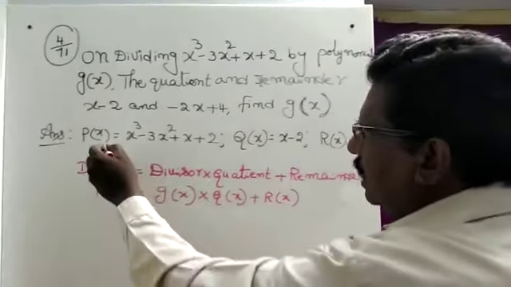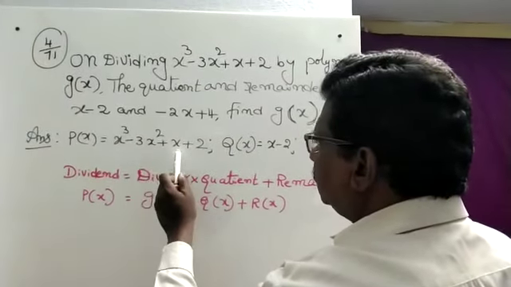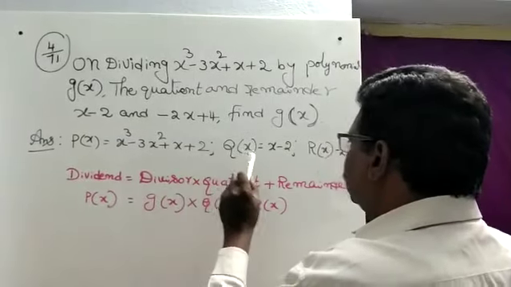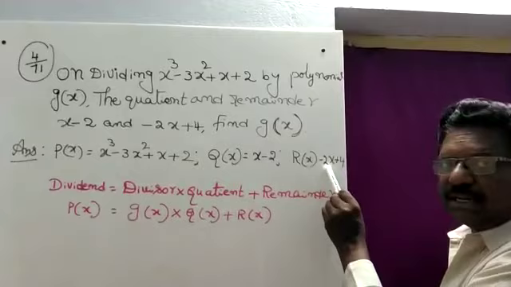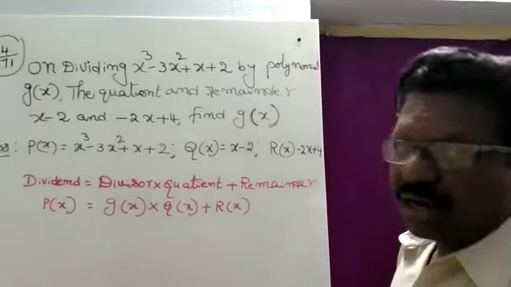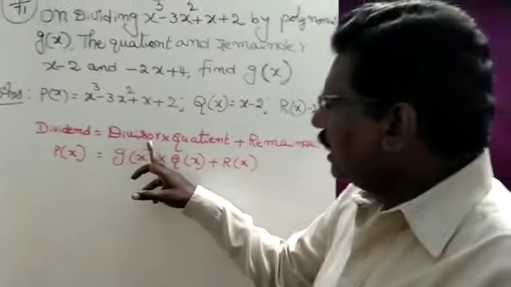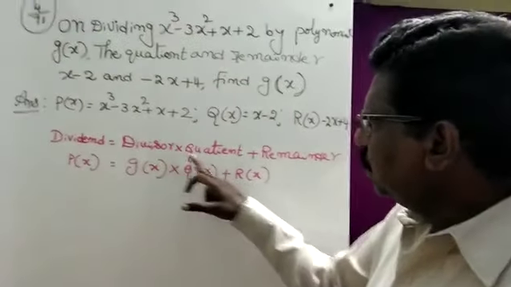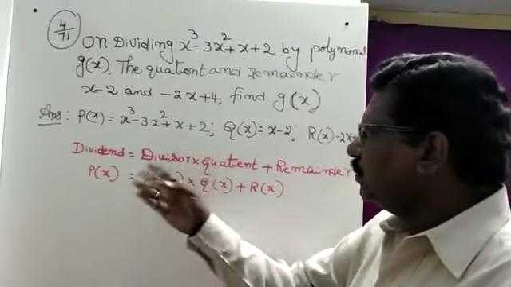So given, first you have to write P of x is equal to x cube minus 3x square plus x plus 2. Q of x is equal to x minus 2 and R of x is equal to minus 2x plus 4. Already you learned the formula: dividend is equal to divisor into quotient plus remainder. This is the formula, already you know it.